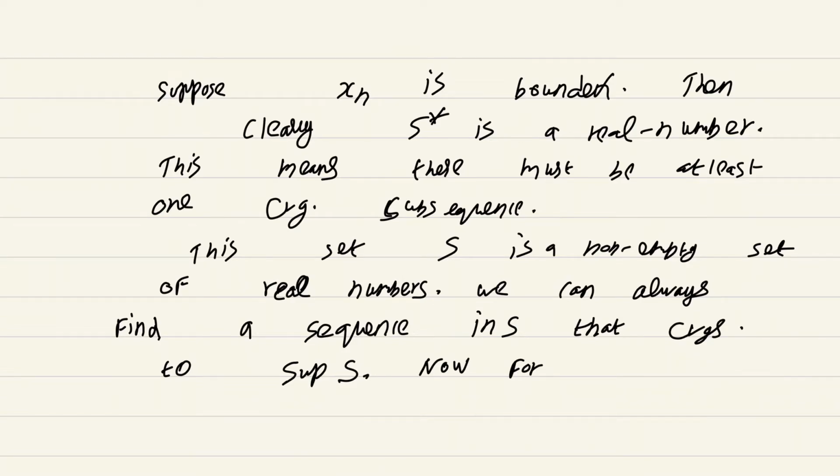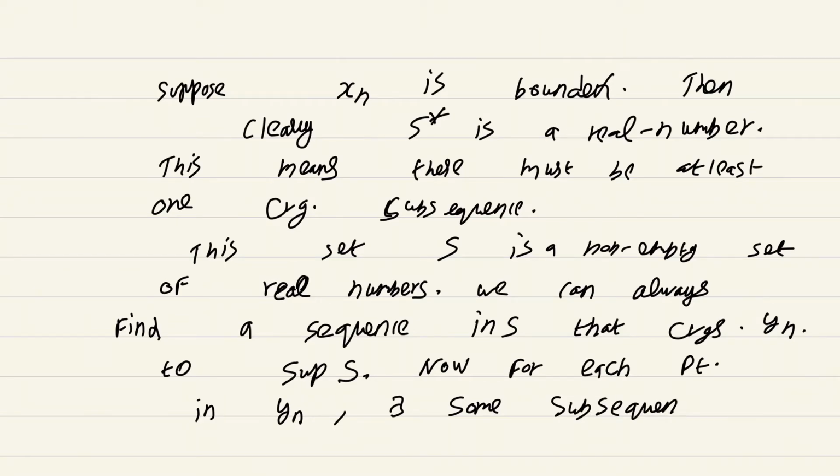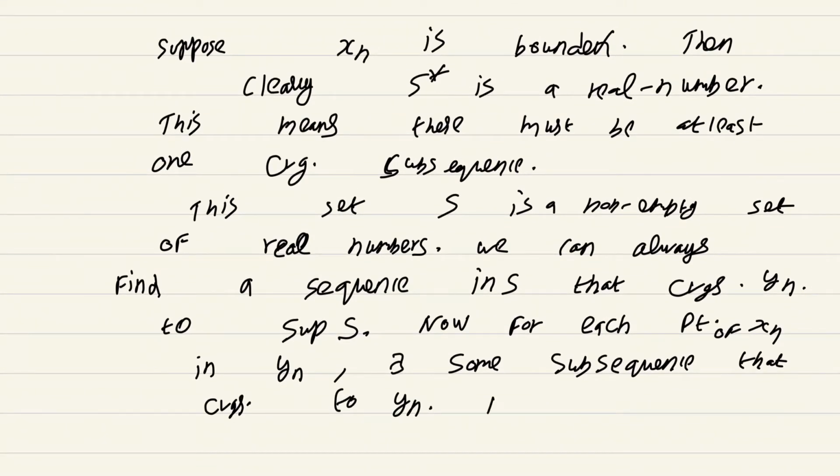Now for each point in this sequence, so let's just call this sequence yn. Okay, let's just call this sequence yn. For each point in yn, there is some subsequence of xn that converges to yn. Okay.